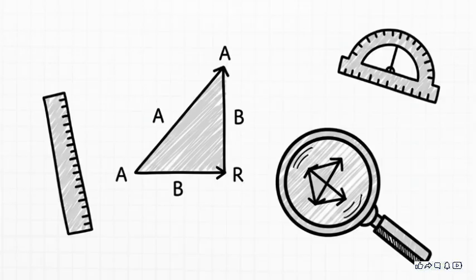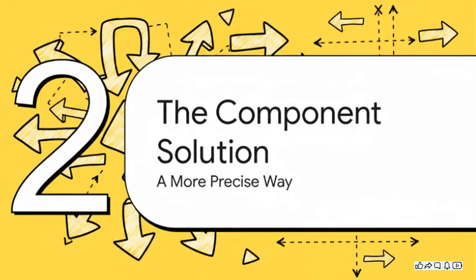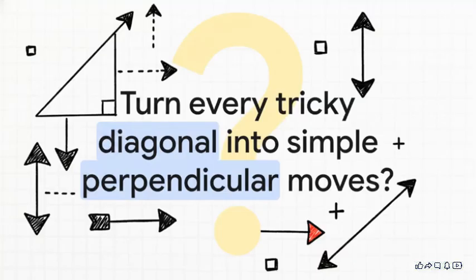We need something better. And that brings us to the real hero of today's story, breaking vectors down into their components. This is the truly precise way to do it. It lets us trade in our clumsy rulers and protractors for some clean, simple arithmetic. So here's the big idea.